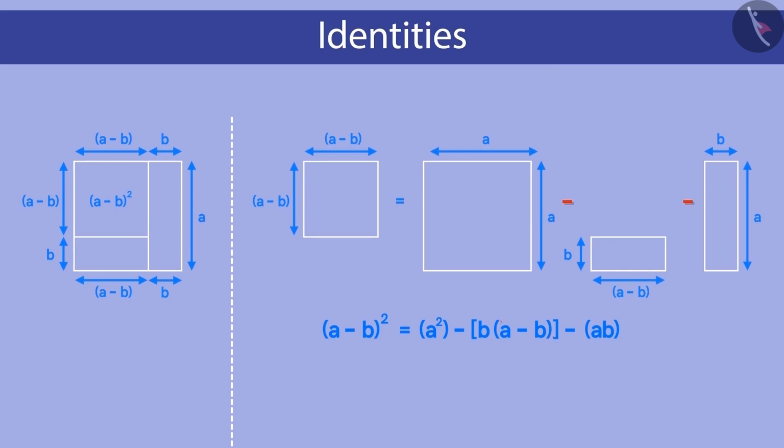Now, let's first remove this bracket. Then the right-hand side becomes a² - ba + b² - ab. Now, look at these terms again. They are equal to each other. So, solving this further, -ab and -ba become -2ab. Hence, we get (a - b) raised to the power of 2 equal to a² - 2ab + b².